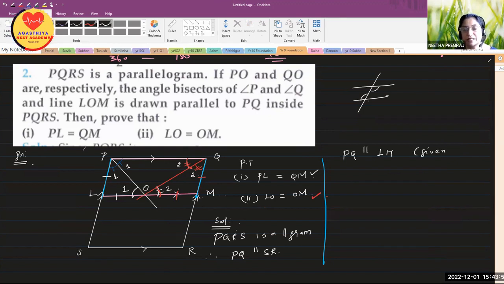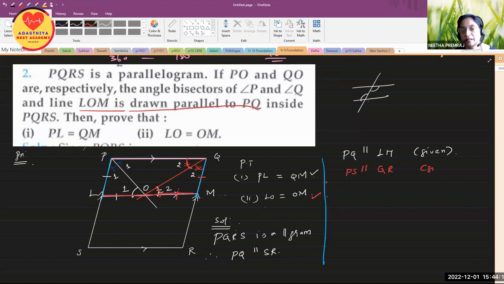So it is given in the sum that LM is drawn parallel to PQ. This line is parallel to this. Okay. Then you know that PS is parallel to QR.